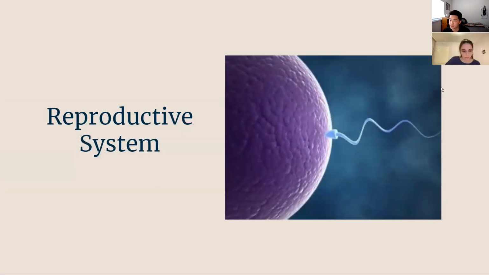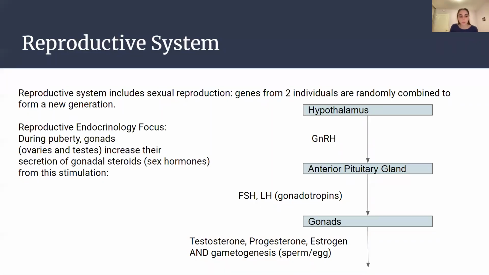Let's talk about the reproductive system. We're going to briefly go over it and provide an example. We'll talk a little bit about reproductive endocrinology. By definition, the reproductive system includes sexual reproduction, which is where the genes of two individuals are randomly combined to form a new generation. With reproductive endocrinology, there's a relationship between what's going on in our reproductive system and what's going on with our endocrine system to help our reproductive system function.